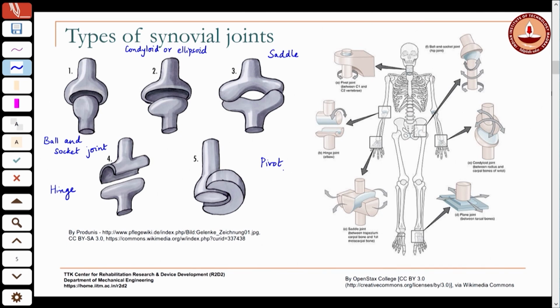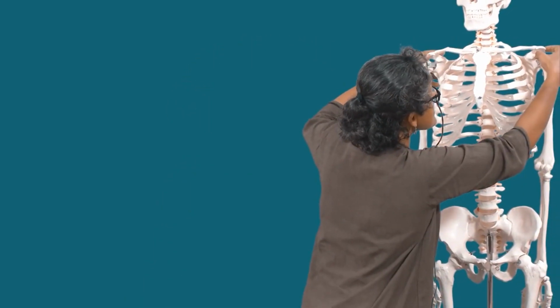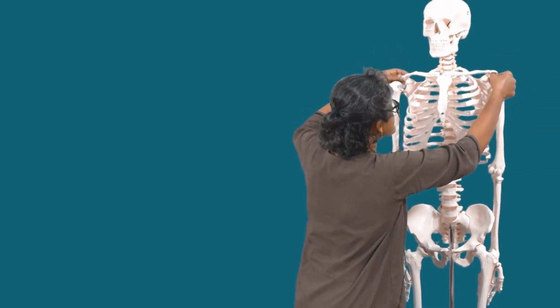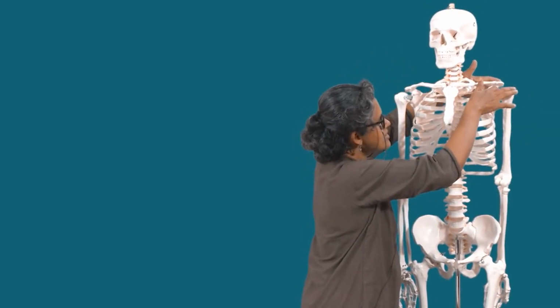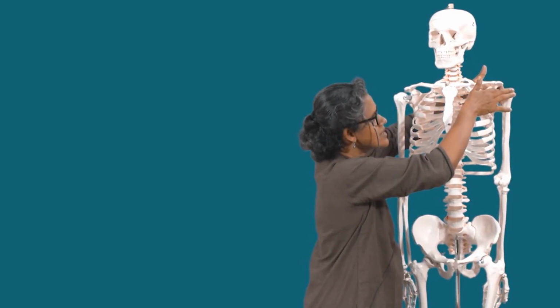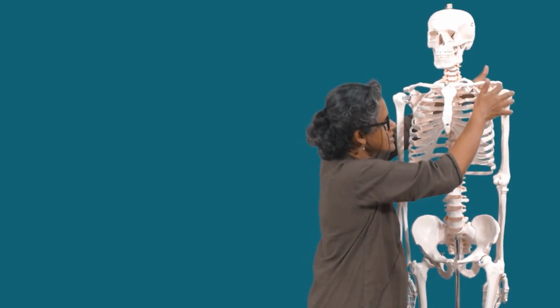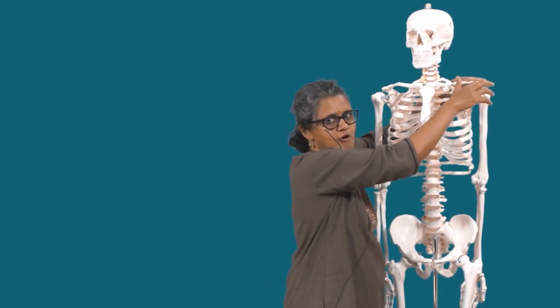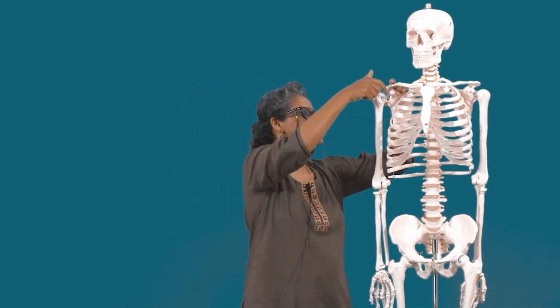If you look at the ball and socket joint, the most common examples will be at your shoulder and at your hip. Here at the shoulder, this picture does not show the socket very clearly, but at the shoulder there is a small cavity into which the ball of the humeral head goes. That articulates with the socket in the scapula to form the shoulder joint.